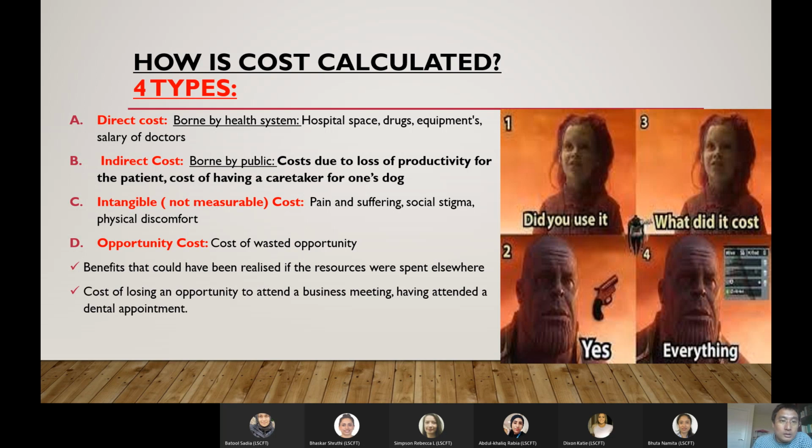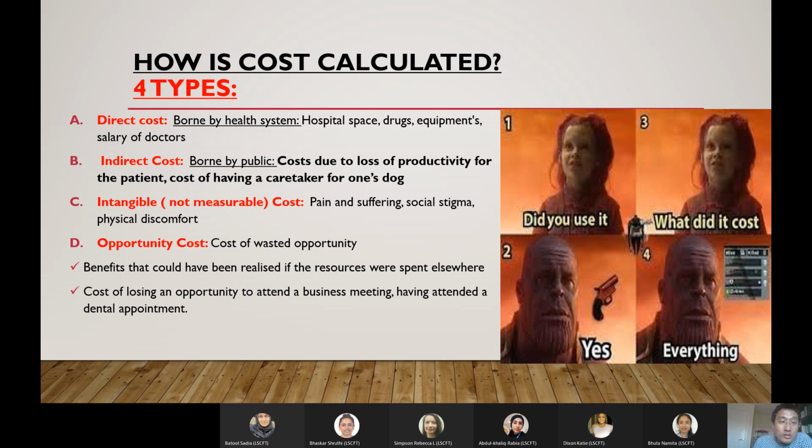Okay, they might ask about how the cost is calculated. Direct cost is borne from things like hospital space, drugs, equipment, salary of a doctor. These are all direct costs. Indirect cost is borne from the public: productivity lost, or the cost of having a caretaker for one dog. So this is from the public pocket. Intangible is something which cannot be measured. This is qualitative, like pain, suffering, social stigma.